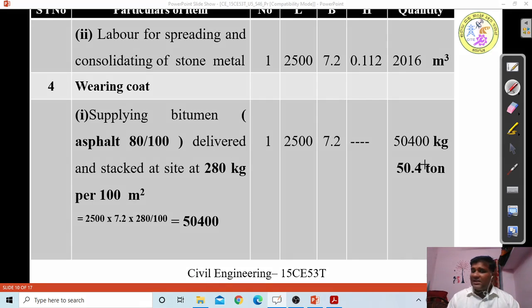So the total length of the road is 2500 meters, multiplied by 7.2 meter width, and it is applied at a rate of 280 kg per 100 square meter, so into 280 by 100 will give me 50,400 kgs of bitumen required. So this 50,400 kg divided by 1000 will give me 50.4 tons of bitumen required.